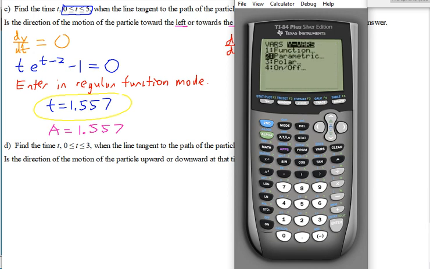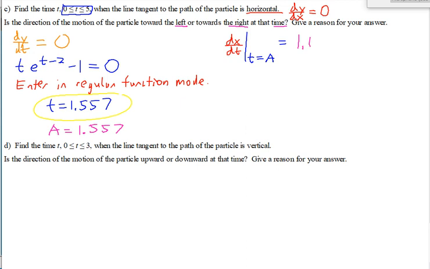You can have it in either mode here when you're doing this. Parametric, x1 of t, and we want to plug in a, so alpha a. And we get 1.082, we got it. That's greater than 0, so that means it's moving to the right.